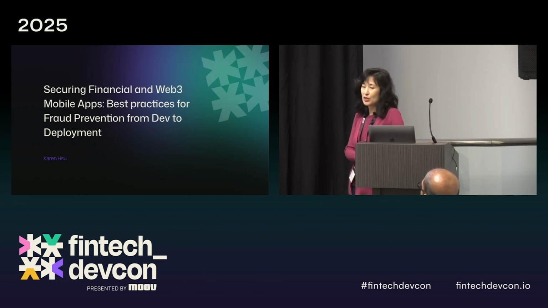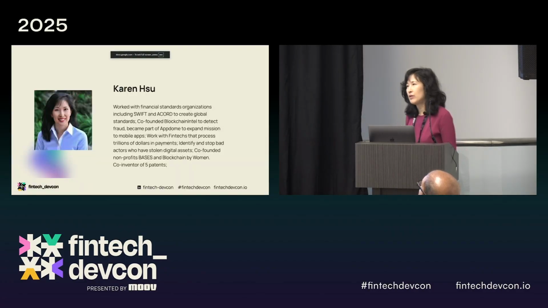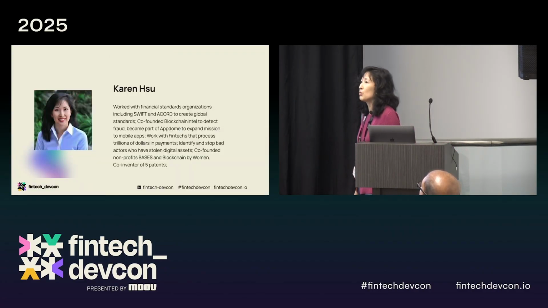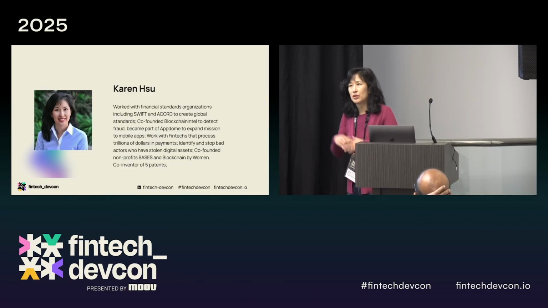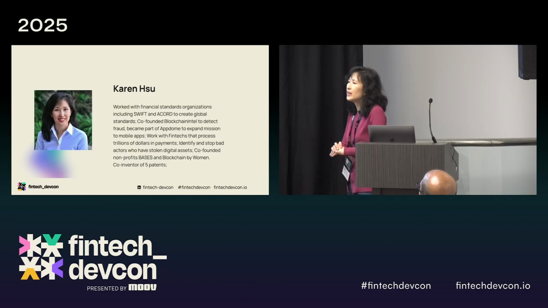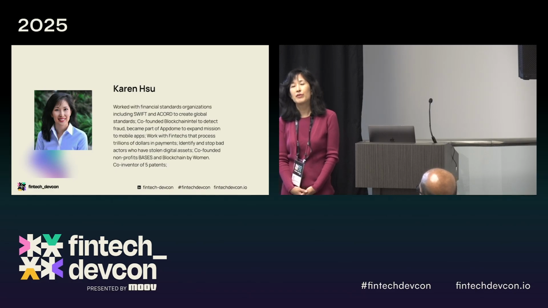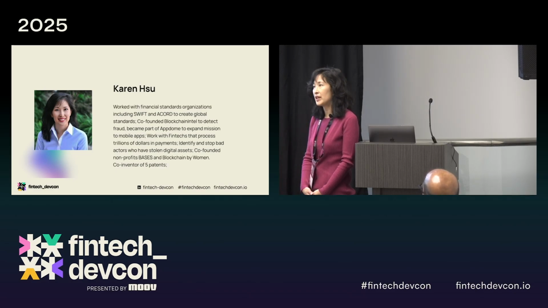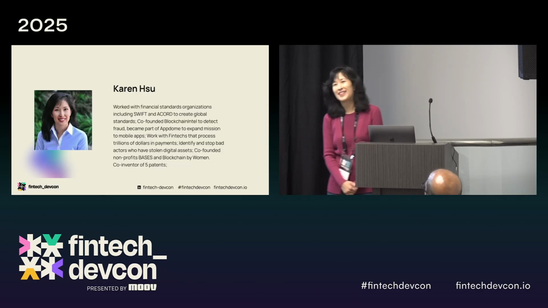So we'll be talking about securing financial and Web3 mobile apps and the best practices that I've seen. My background is over 25 years in tech, working mostly with financial services companies. I started working with financial standards organizations like SWIFT and Accord to establish communication standards for trading, banking, and so forth. And then went into a blockchain company, BlockCypher, that was the first to provide APIs that go across multiple blockchains. We were chatting earlier about how there were lots of innovations in that space, some of which were not financial, but we can go into that.